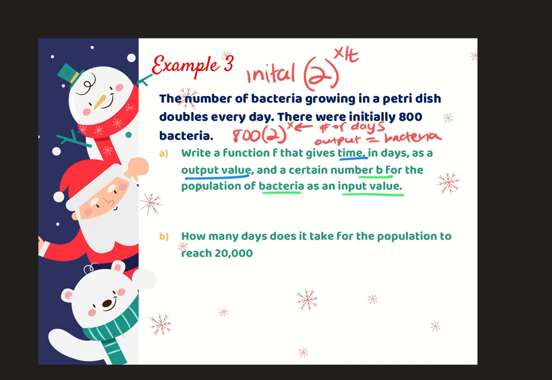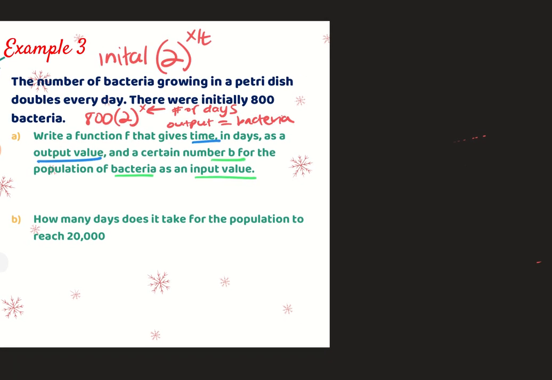So we are finding the inverse, but we don't actually find the physical switch of the variables, because really we're just solving for x. So if I had y equals 800 times 2 to the x, I now want to put this in terms of that x. So I'm going to divide both sides by 800. I get y over 800 equals 2 to the x.